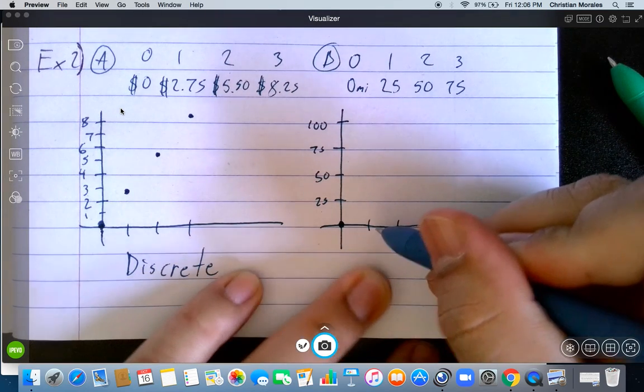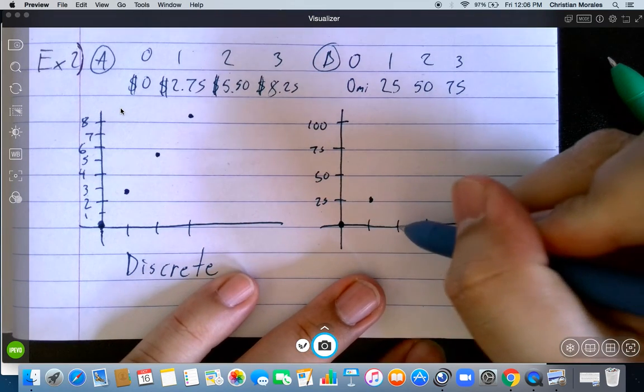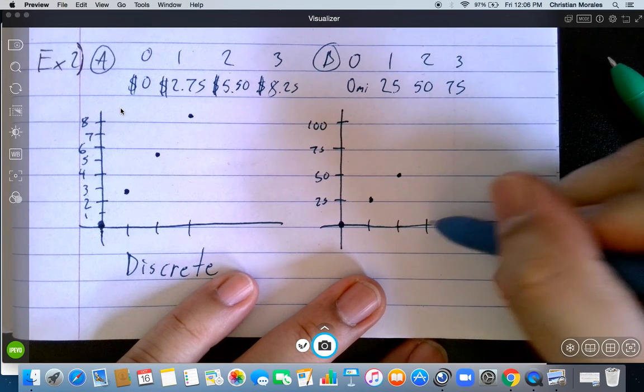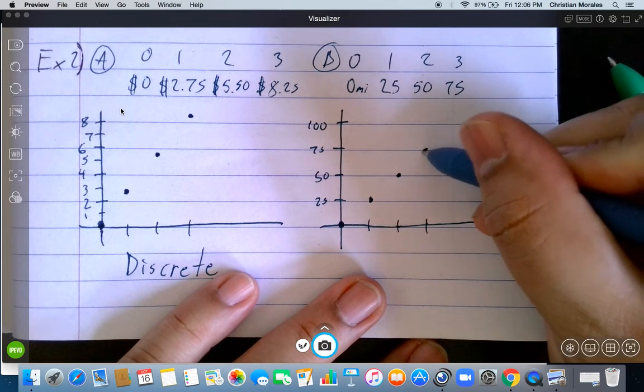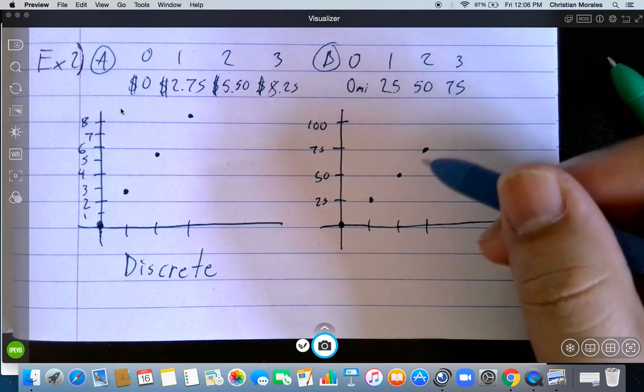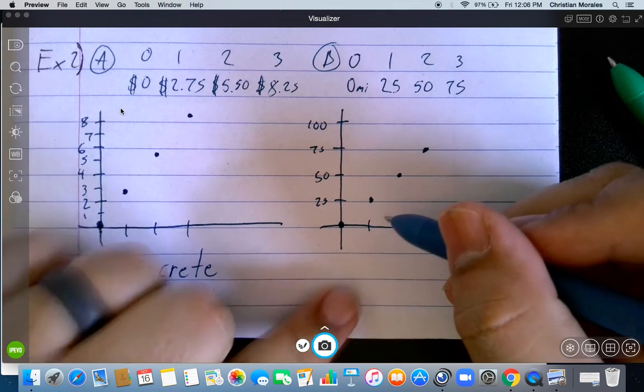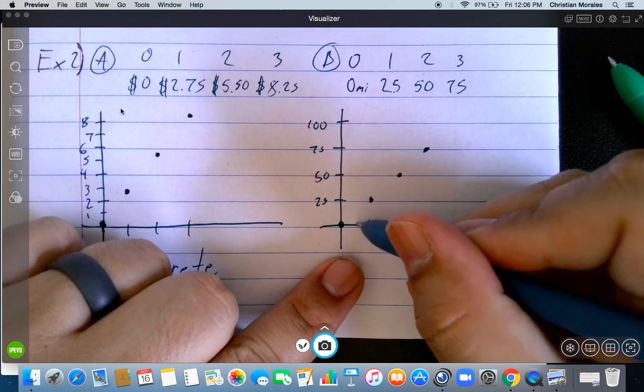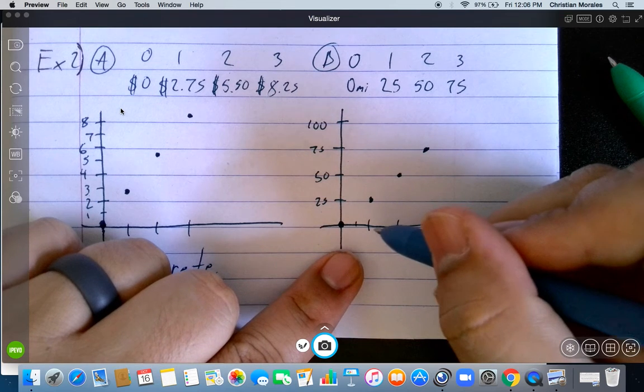So if I have 1 gallon, I can go 25 miles. If I have 2 gallons, I can go 50 miles. If I have 3 gallons, I can go 75 miles. Now, can I connect these dots? Can I put in a half gallon of gas? I can, and I've done it.